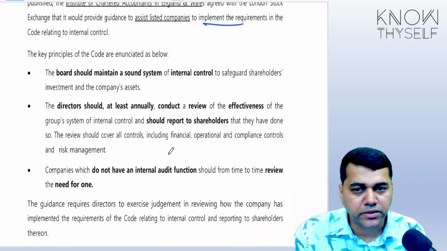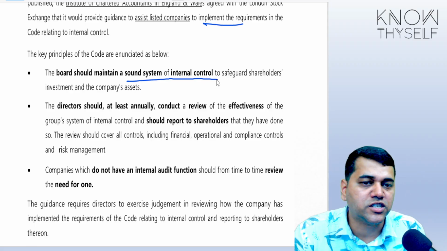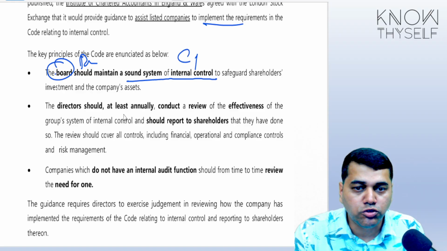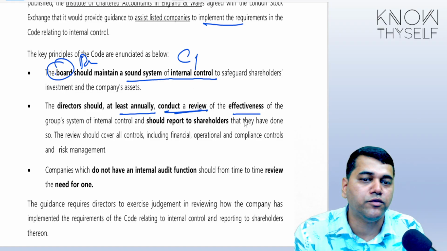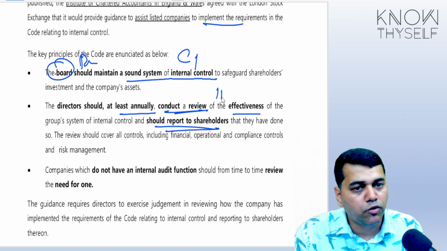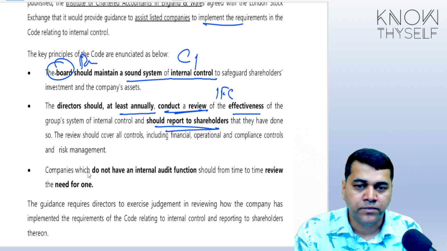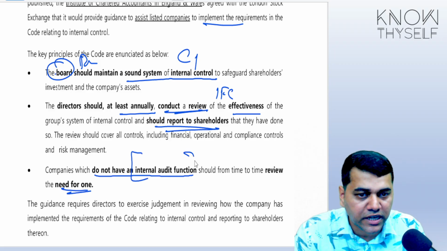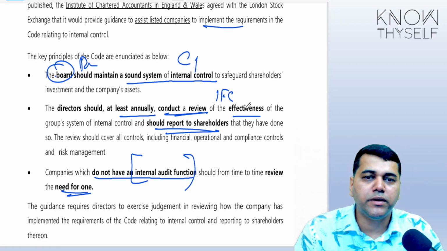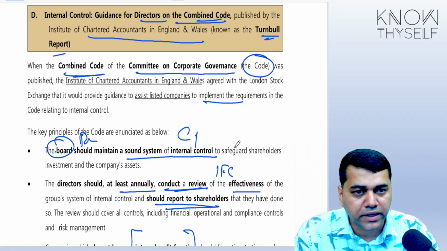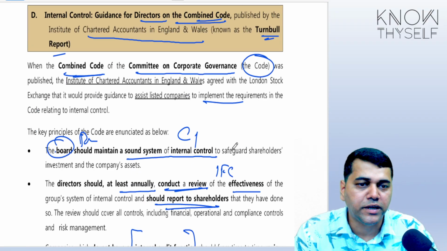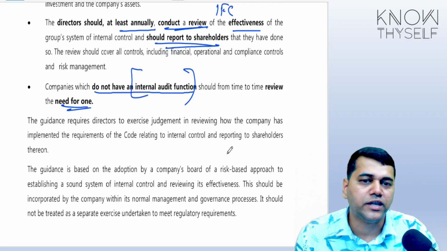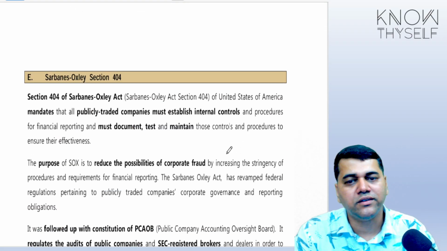Then what are their principles? The board should maintain a sound system of internal control. That means the board should take the responsibility for the control environment. Directors should at least annually conduct a review of the effectiveness and should report to the shareholders. Today what IFC is there, no? This is what they are trying to tell. Companies which do not have an internal audit function should have an internal audit department. So this is the requirement of the Combined Code of the Committee on Corporate Governance. That means they need to report to the shareholders, they need to review the internal controls, and they need to have an audit department. So this is what it says.